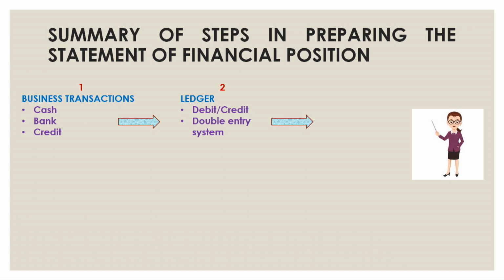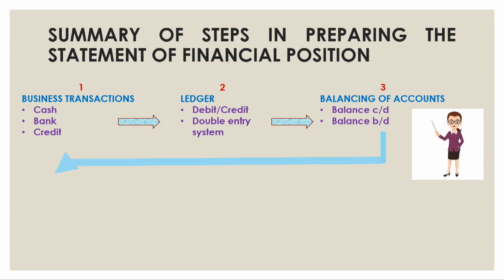Having completed the posting in ledger, we now have to balance the accounts. Remember how we identified the balance carried down and balance brought down in Unit 11? After having completed the balancing of accounts, we have to prepare the trial balance. I believe you still remember how to draw a trial balance. If not, go back to the video on Unit 12. Remember, total debits is equal to total credits.